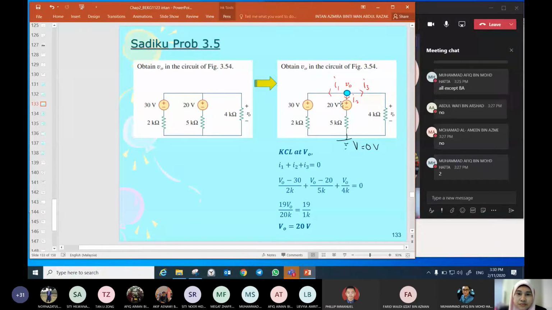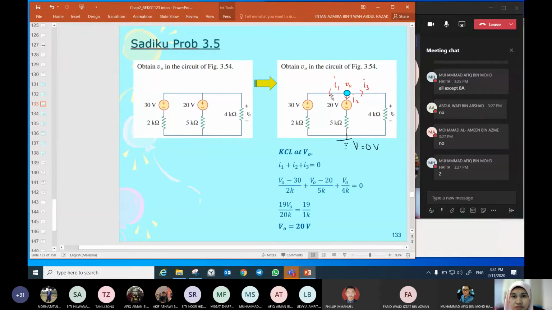So let's say I put all the currents flowing out from the node V0. I put this as I1, I2 and I3. So I1 plus I2 plus I3 is equal to 0. All the currents leaving the node is equal to 0, meaning no current enters the node. Now let's substitute each I with Ohm's law. Ohm's law is I is equal to V over R.